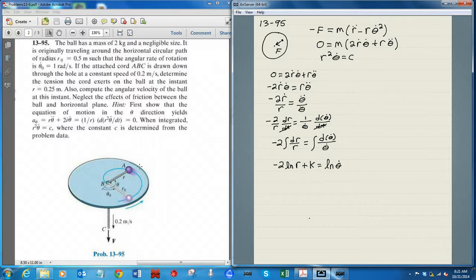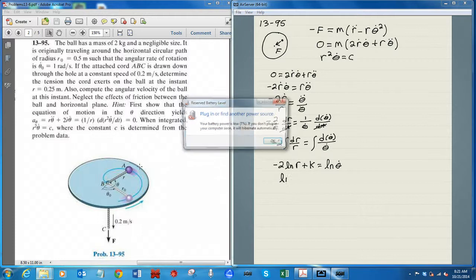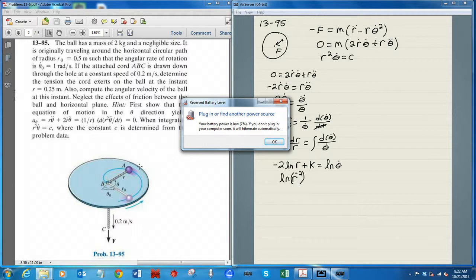Okay, so now I'm just going to simplify this a little bit, and there's a property of logarithms. So I'm going to get rid of that negative 2 by simplifying this using a property of logarithms: ln of r to the minus 2 power. So that's what that negative 2 ln r becomes. It's ln of r to the negative 2 plus a constant equals the ln of theta dot.